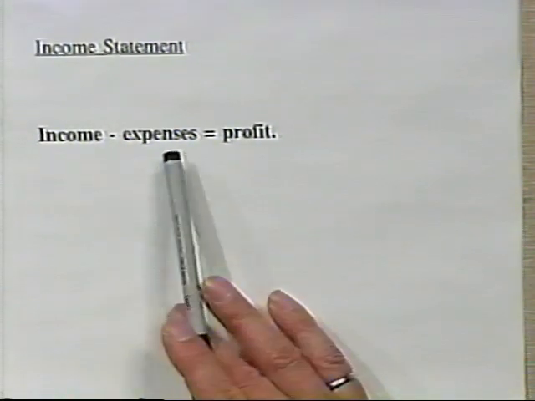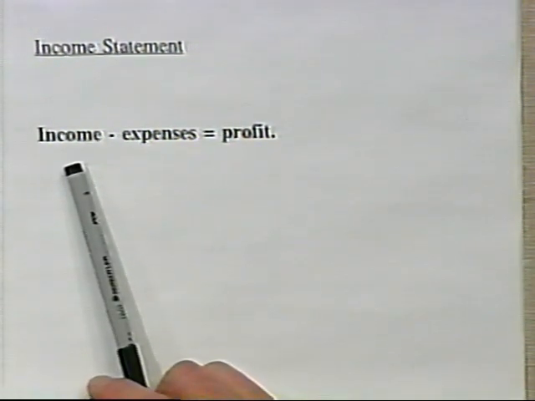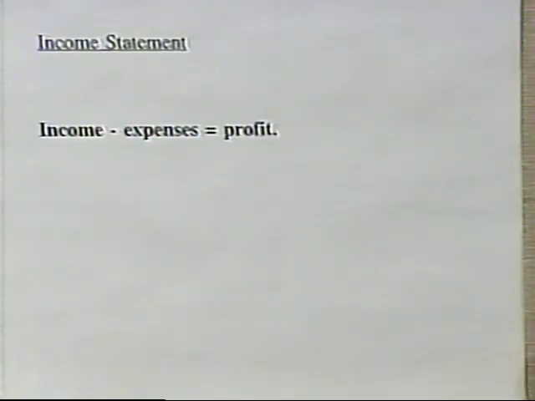The income statement is driven by a formula. Income minus expenses equals profit. Income is what the company gets in terms of money. Expenses is what the company pays out in terms of money. And clearly what's left over is profit.